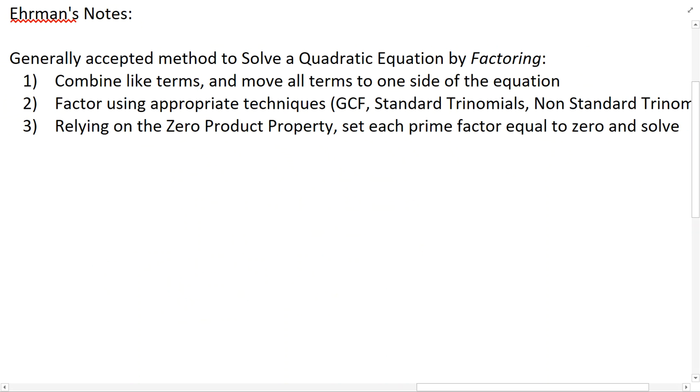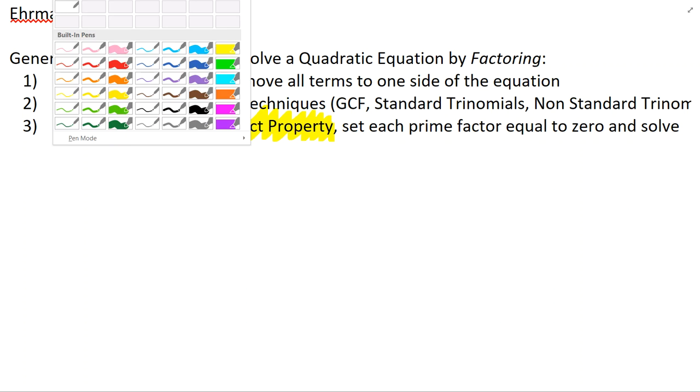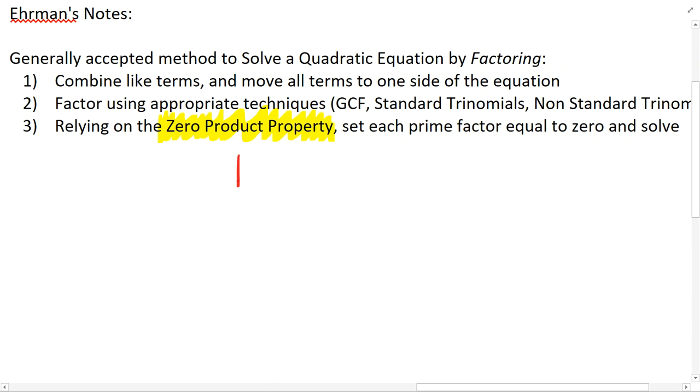The reason why we set these factors equal to 0 is because of the zero product property. If that's not clear to you following our discussion from yesterday, please take some time right now and search that on the internet, or better yet, find some other YouTube videos that help describe the zero product property. That'll help you better understand how to solve quadratic equations by factoring.